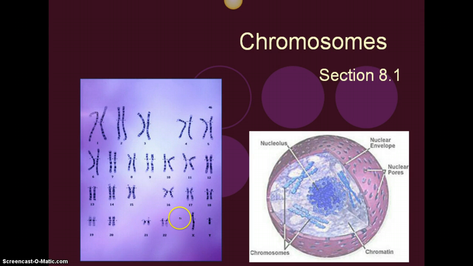We have this as a karyotype, and you'll be doing one of these in class, cutting some of these out and looking at them just like a scientist would if they were looking at a particular individual to see if they had any disorders. And then basically what we're doing, this is the nucleus, and so we have chromosomes and chromatin inside of this nucleus. So we're going to talk about what those are and when they become chromosomes versus chromatin.